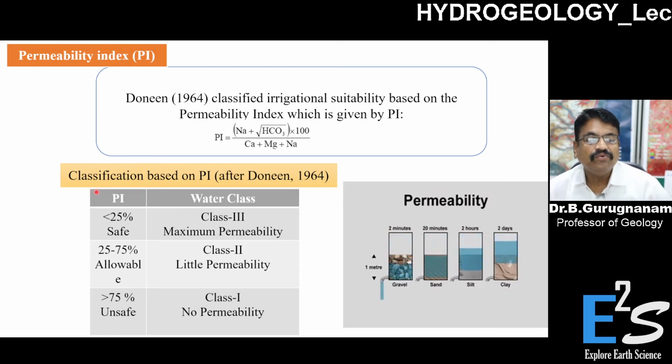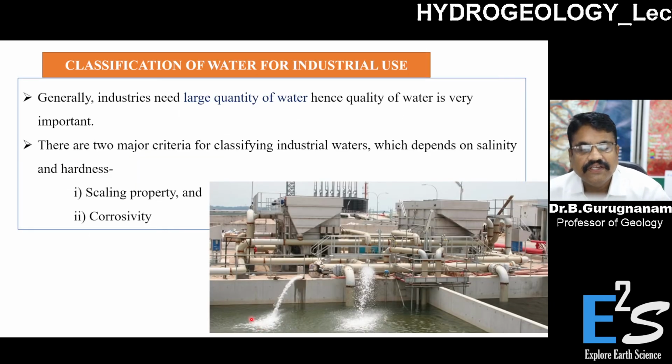And this is how the permeability index, given in a diagram, was proposed by Doneen in 1965. If it is less than 25%, it is safe. It falls in class 3, maximum permeability. If it is between 25 and 75, it is allowable with little permeability. And if it is more than 75, it is unsafe, and you cannot use it for irrigation purposes.